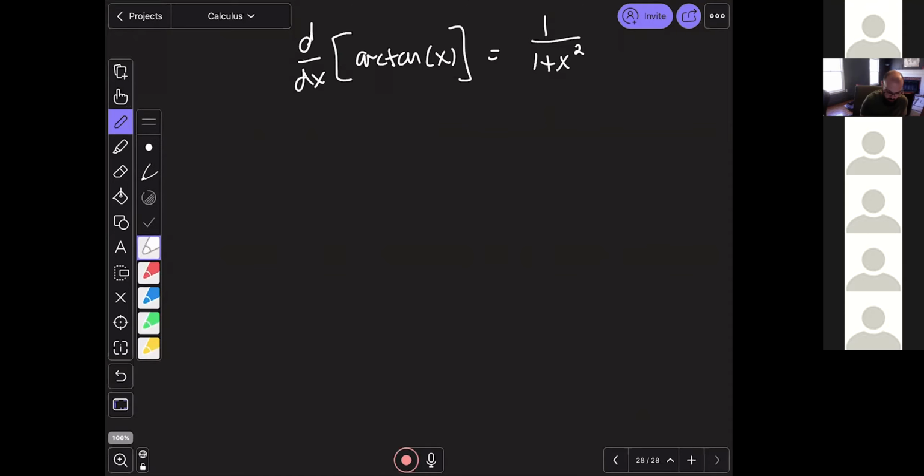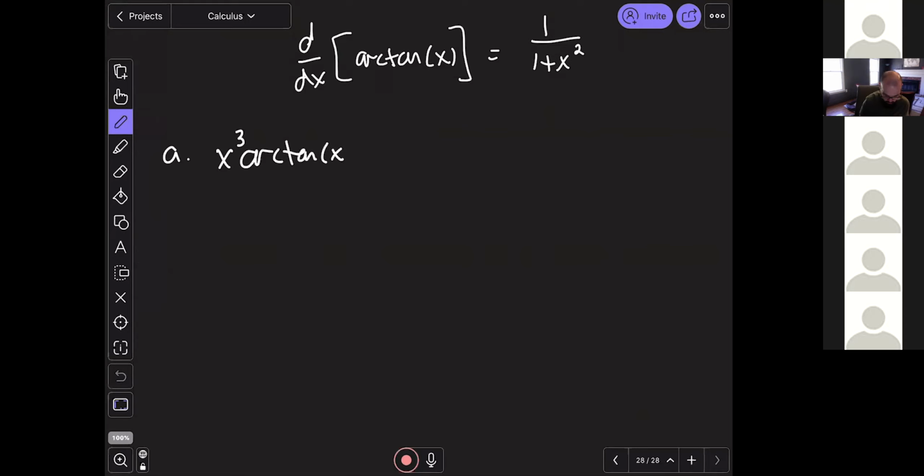Okay, so just to set us up with this, part A is asking, let's find the derivative of this function, x cubed arctan x plus e to the x times natural log of x. Okay, so when I look at this, we're going to have multiple rules. We'll see if we can put them together. Okay, so again, we're going to take the derivative of this.